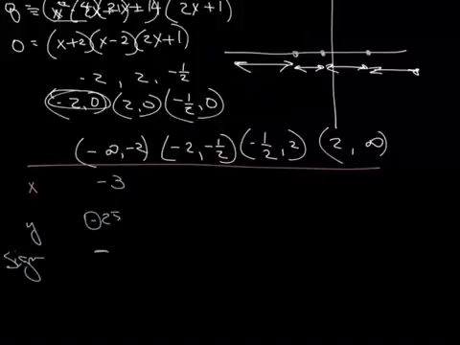Sine is negative. And for this one here, I'm going to put in something between negative 1/2 and negative 2. So an easy one would be negative 1. Spits out a positive 3. So it's positive. And for this one, somewhere between negative 1/2 and 2, let's use 1. Spits out a negative 9, so it's negative.